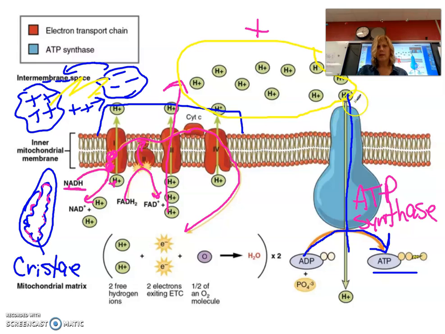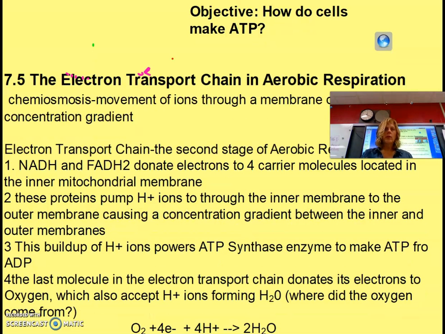So these are used almost like opposite charges on a battery, as an energy source to convert that ADP to ATP. So it phosphorylates that ADP. We talked about phosphorylation earlier. So let's go through this process just really quickly.